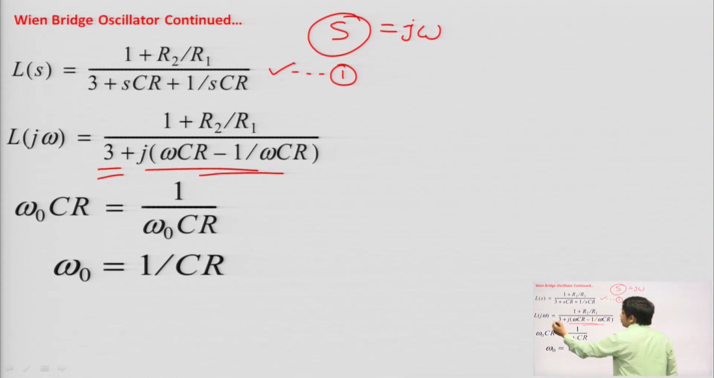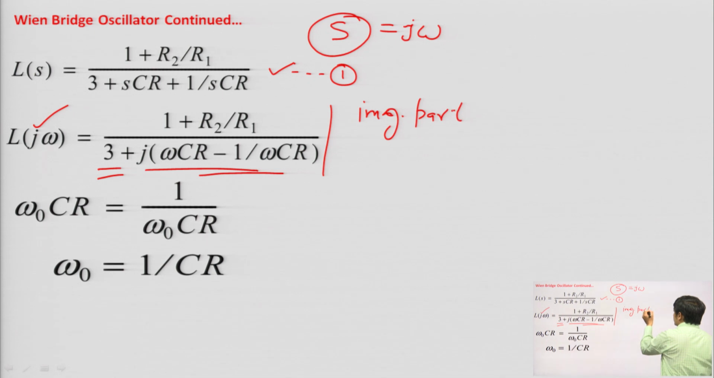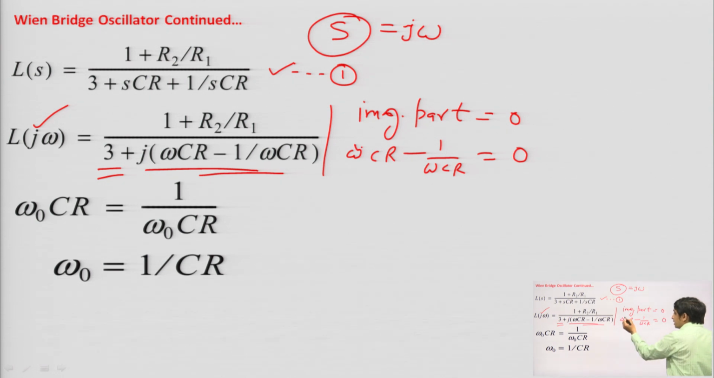Now, see, this loop gain L j omega is a real quantity, it cannot be imaginary. So, we can put the imaginary part equal to 0, because loop gain is a real quantity. If we put it, then what we will get? Omega C R minus 1 upon omega C R is equal to 0, and this omega is nothing but the frequency of oscillations, the frequency of the signal that is generated by this Wien-Bridge oscillator. So, we can replace this omega with omega naught.